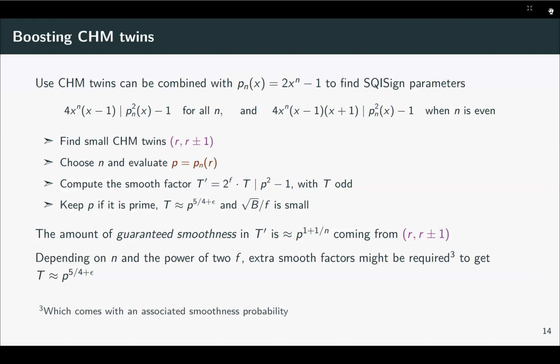Now, depending on the power of 2 plus the n that you choose, this might not necessarily be enough, and you might have some more factors that you need. And you can just repeat this as much as you can to find it.